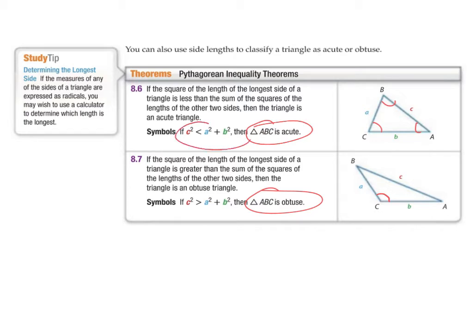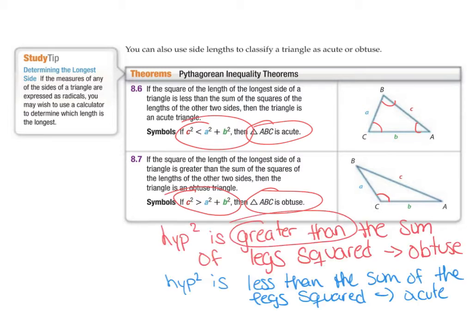So here, if the hypotenuse squared is less than the sum of the legs squared, then it is acute. If the hypotenuse squared is greater than the sum of the legs squared, then it is obtuse. So you want to make a note of the formula or a statement to kind of remember which one is which.